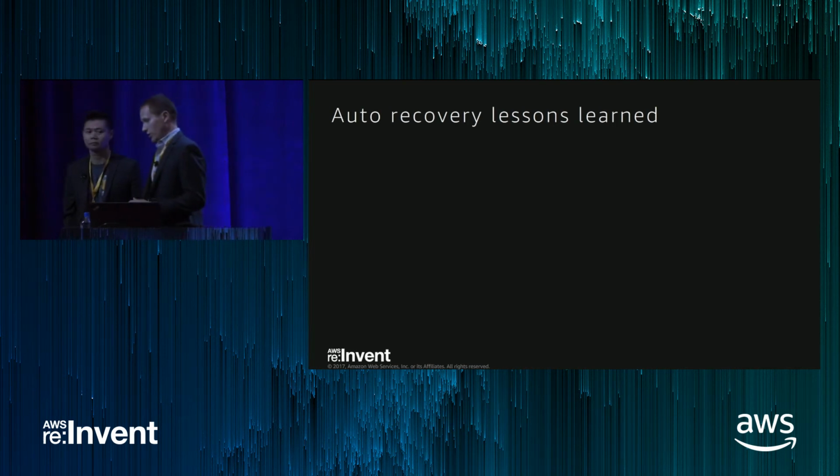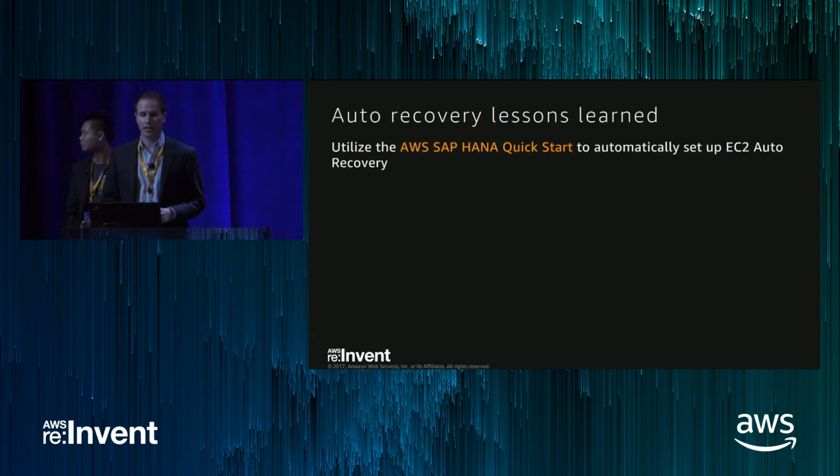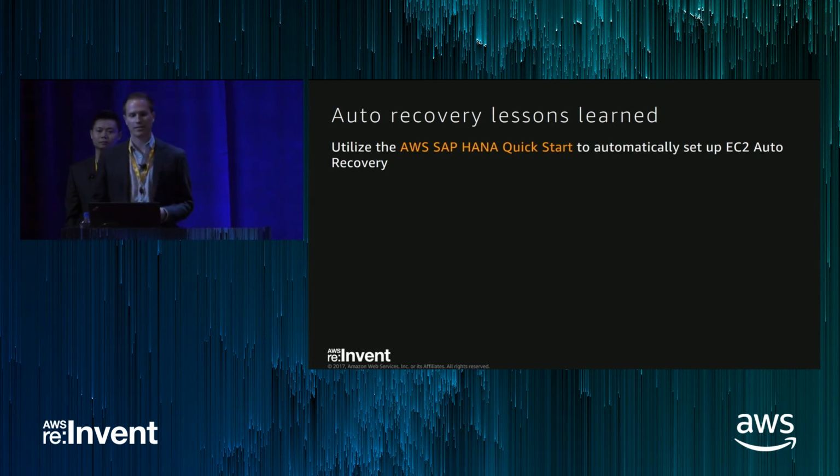I think we said earlier in the talk we were going to give you some lessons learned from being in the field using these solutions. First thing for auto recovery, lessons learned. Number 1 is use the AWS Quick Start. It's out there for partners and for customers to use. Go ahead and turn on that EC2 auto recovery. It's a 1 toggle button.